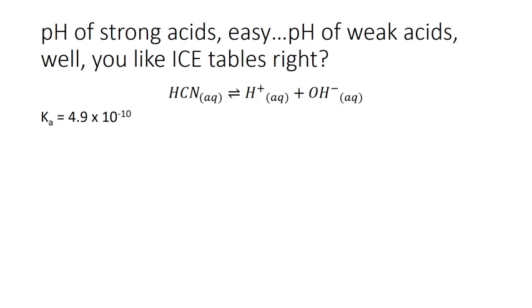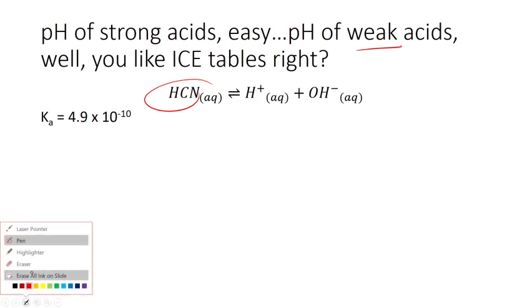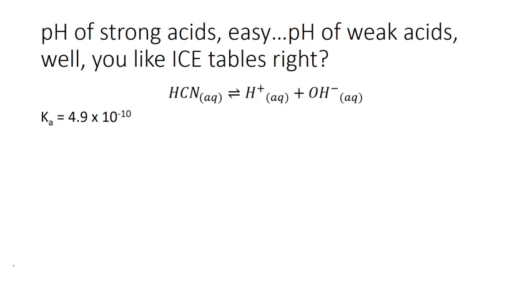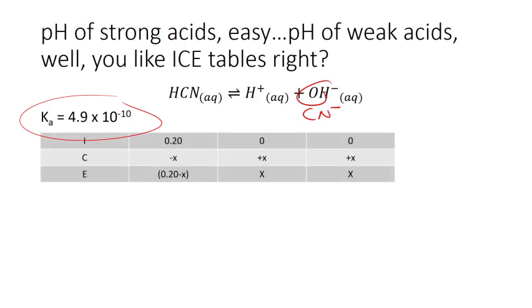However, if we have a weak acid, so hydrocyanic acid, weak acid, things are a little different, because we cannot assume that everything goes to ionization. It does not completely ionize. And actually, this should be CN minus, not OH minus. Okay, so if we are given this equation and we are given the Ka, we know what's coming next. We are going to write an ICE table.